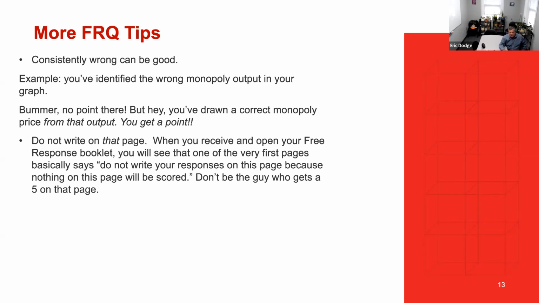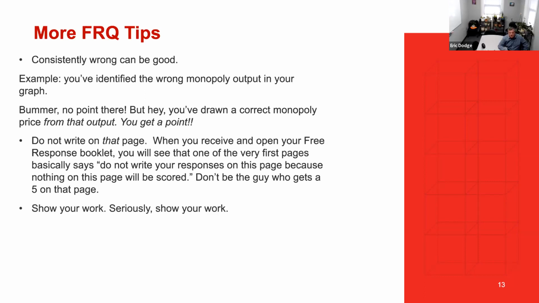This is a tragic thing that I see every year. You're going to open the exam booklet, and on the inside first page, there's a big type that says, "Don't write on this page because nothing on this page will be scored." And every year, somebody brings me an exam booklet and says, "Look, this guy's got a perfect score on question 1, but he put it on that page." That's a 0. This gets back to the whole follow directions thing. Don't be the guy who scores a perfect 5 on that page.